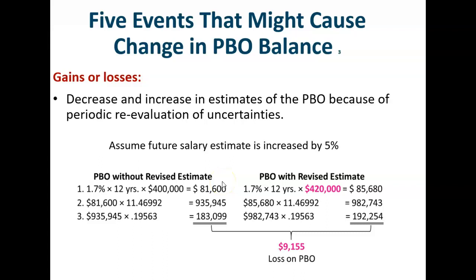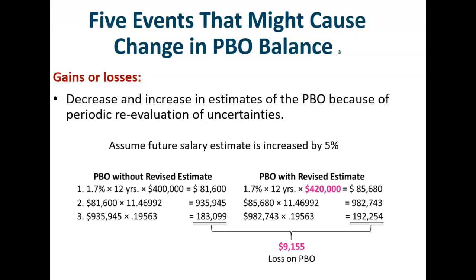We mentioned earlier that a number of estimates are necessary to derive the PBO. When one or more of these estimates requires revision, the estimate of the PBO will also require revision. The resulting decrease or increase in the PBO balance is referred to as a gain or loss, respectively. Let's modify our illustration to imitate the effect of revising one of several possible estimates involved.